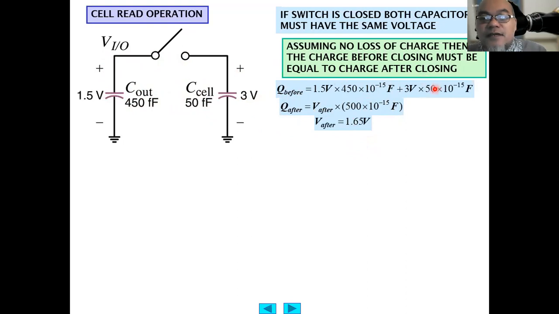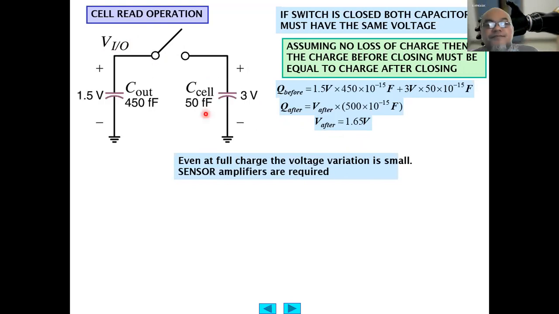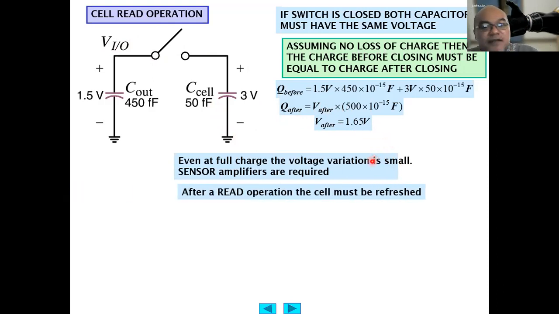So calculating from here, divided by this value, we obtain the voltage after will be 1.65 volts at this node. Okay. So even at full charge, the voltage variation is small, between 1.5 and 1.65. That's why the sense amplifiers are required. After a read operation, the cell must be refreshed.